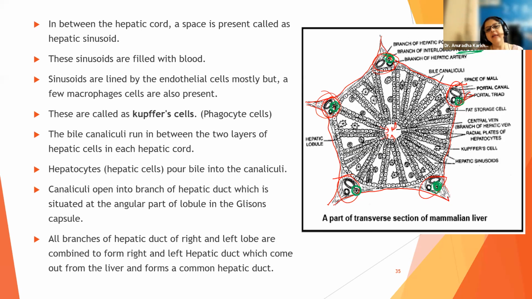The right duct and the left duct of the liver will combine to form the common hepatic duct. The common hepatic duct will get a sideways entry from the cystic duct of the gallbladder, which will continue further as the common bile duct. That is with respect to the secretions. With respect to the blood supply, the areas between the hepatic cords will be called sinusoids. These sinusoids will be filled with blood. They'll also have macrophages for taking care of any infection if they encounter it. So these macrophages would be called Kupffer cells, right?